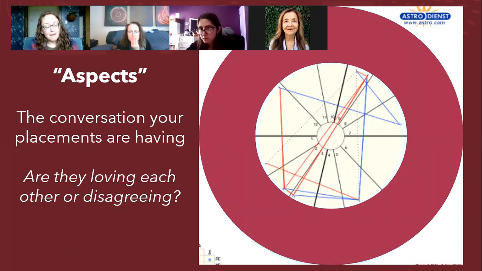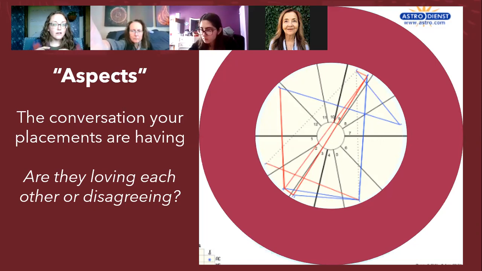That is my favorite part, personally. It's the conversation that your placements are having with each other. That is very interesting because it's not just that Mars is in Pisces and Pluto is in Scorpio, but how are those two things talking to each other? Do they like each other? Are they getting along? Are they supporting each other?